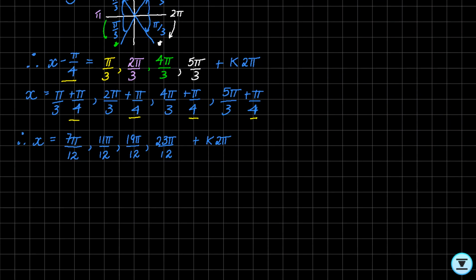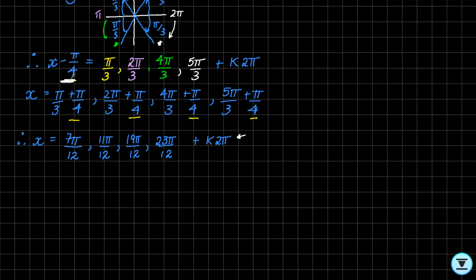A couple of things that you want to notice. First and foremost, we did not add pi on 4 to our k 2 pi. That is because this minus pi on 4 does not affect the period, right?